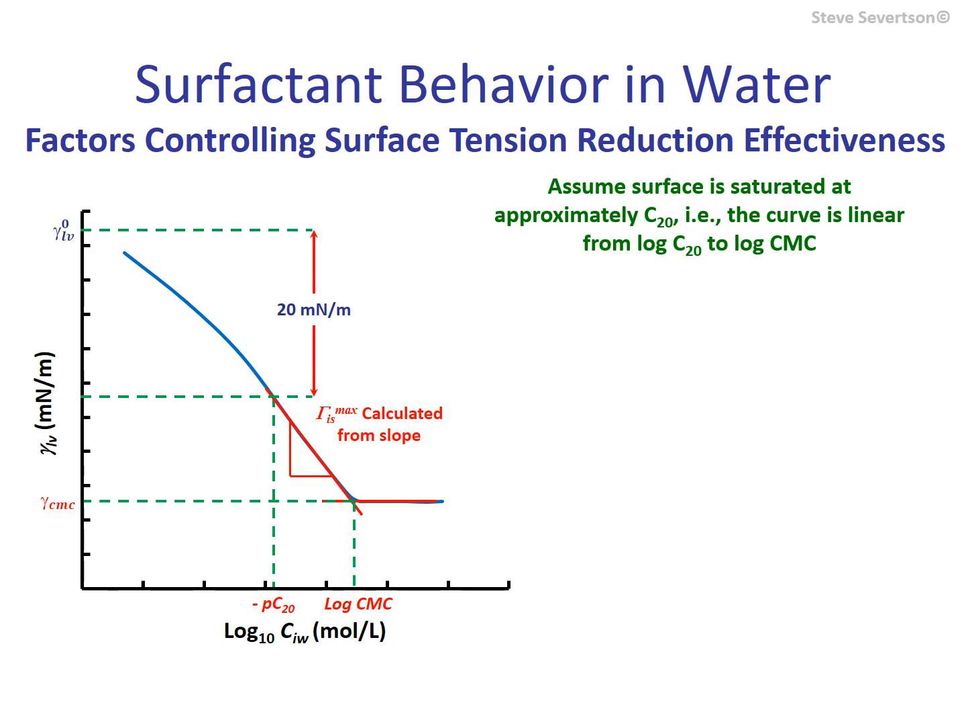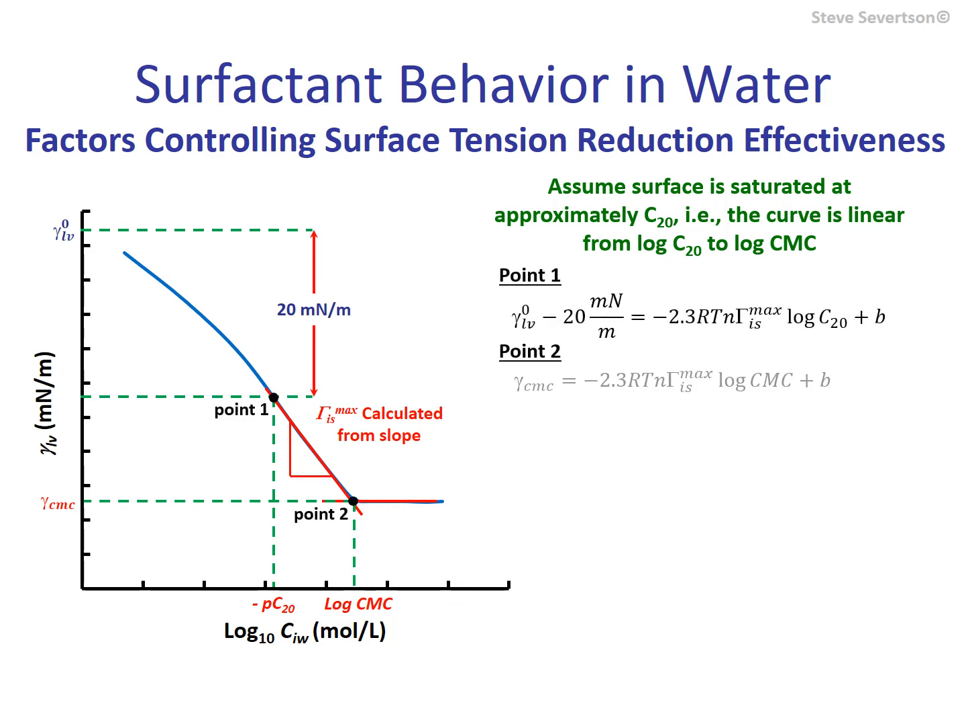We can develop an expression to help us with this. This is an assumption that does not introduce a considerable amount of error. Considering Gibbs' adsorption equation, this is equivalent to assuming that the surface tension curve is linear for the log of the surfactant concentration ranging from C20 to the CMC. At these points, the assumption allows us to write linear relationships between the surface tension and the surfactant concentration.